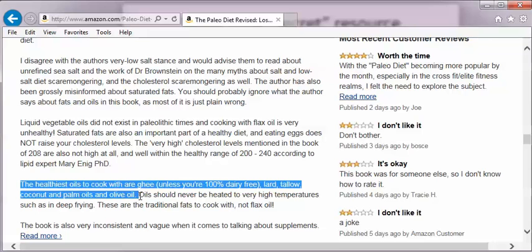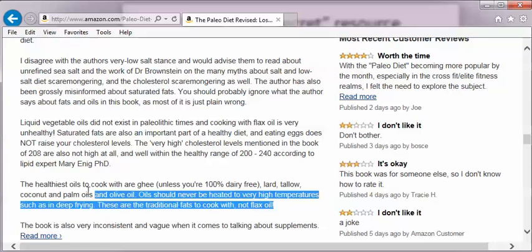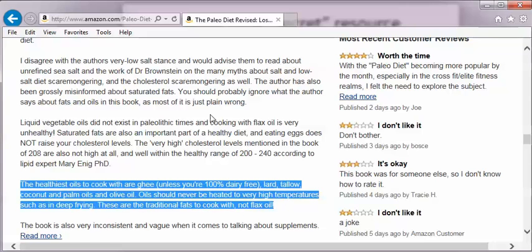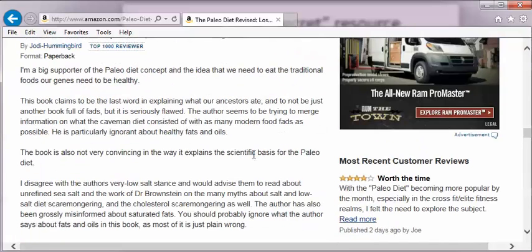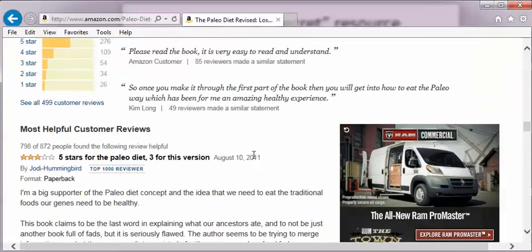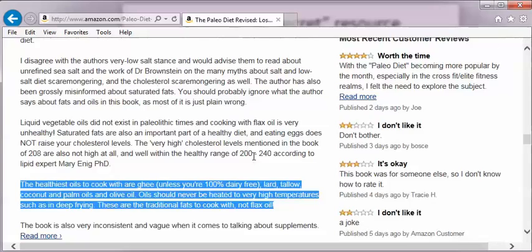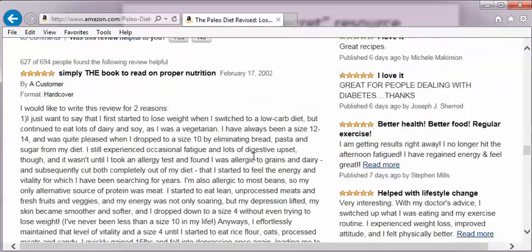And so they talk about how the healthiest oils to cook with are ghee, lard, tallow, coconut, and palm oils, and olive oil. So that could be an interesting video or article or piece of content to write about or to create a topic about. Do you agree with that? Are oils okay? Are these particular oils good in the paleo diet? What is your stance on oils to cook with when you're on the paleo diet? So that's an interesting one. So you can always look at the comments and get some great ideas from those. So that's one way of doing it.